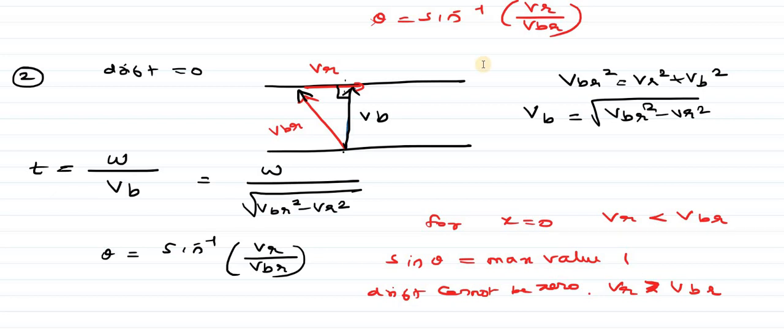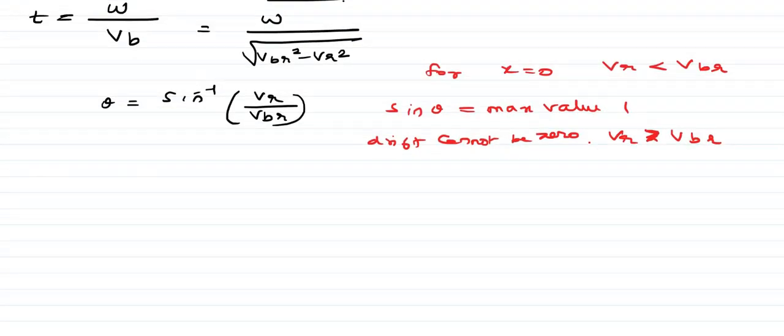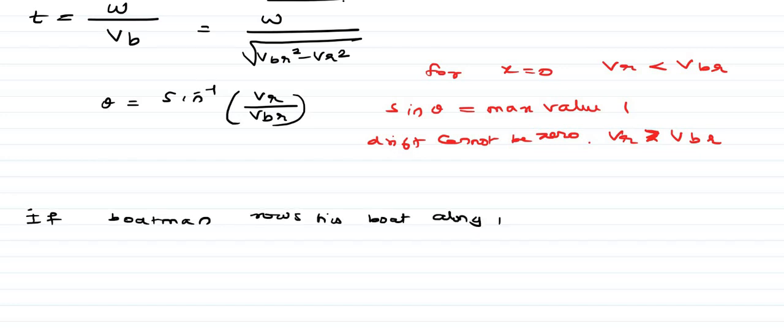Okay. So now, the next point, the third point is what? Here, I will write it properly. If a boatman or swimmer rows a boat along the river, then what is the velocity? Net velocity of the boat will be equal to VBR plus VR.